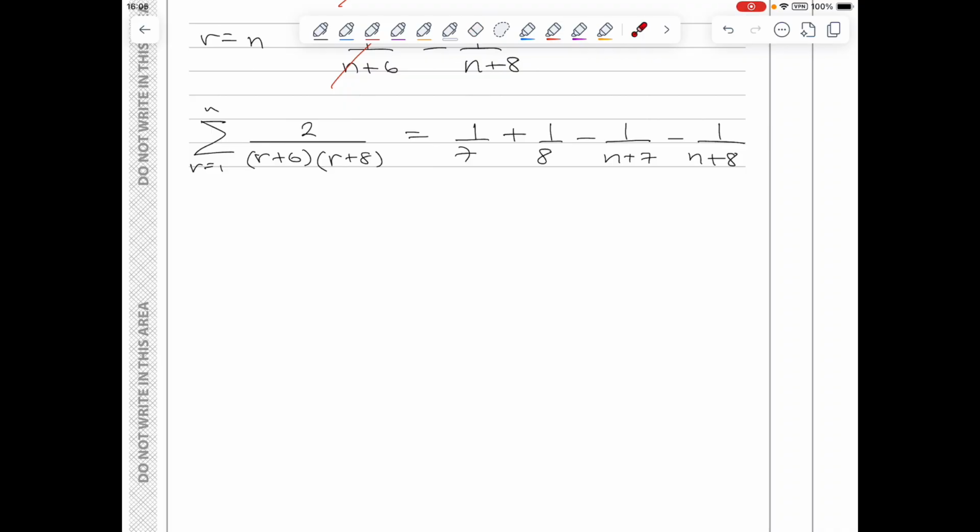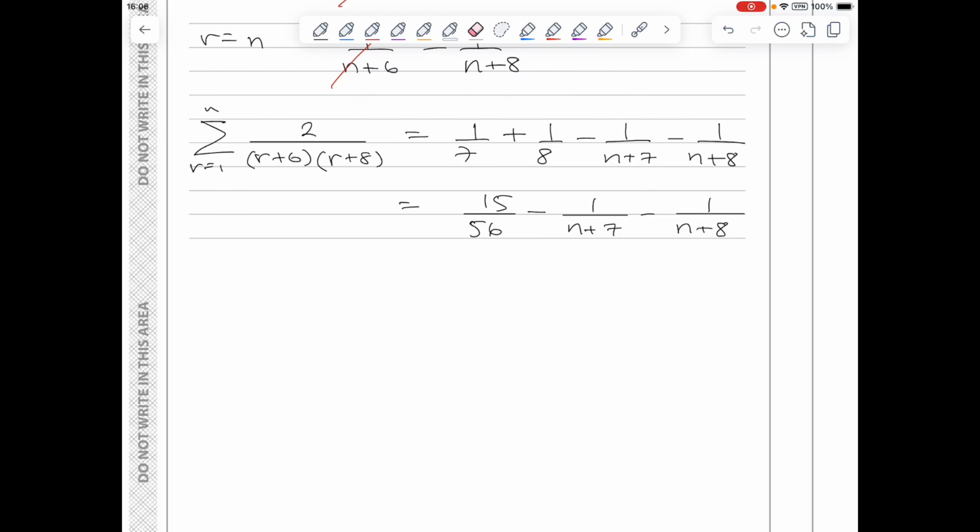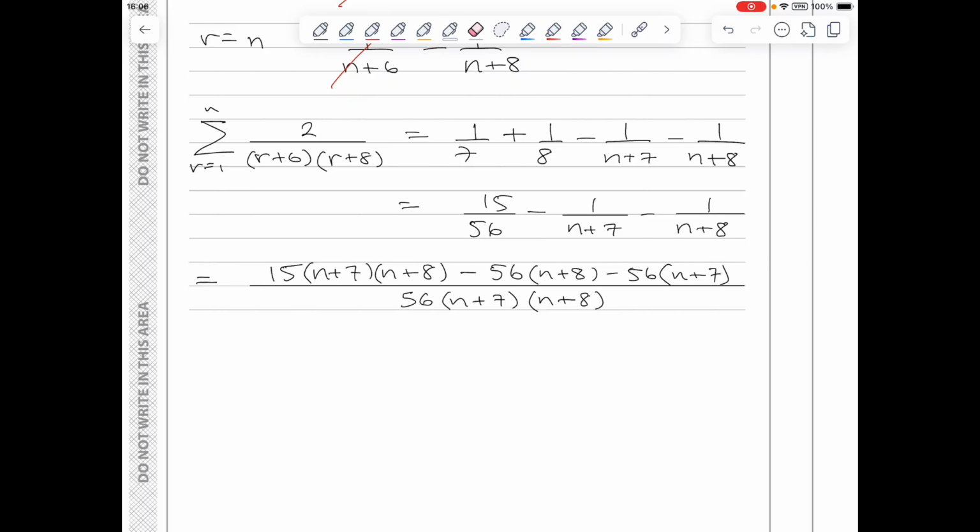I will calculate the sum of 1 over 7 plus 1 over 8. This will give me 15 over 56 minus the other 2 fractions. And now I will combine everything into a single fraction. So I get 15(n+7)(n+8) minus 56(n+8) minus 56(n+7) over 56(n+7)(n+8).